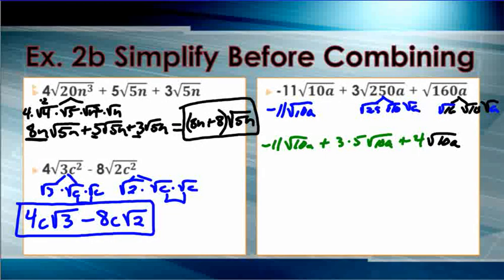Since the radicals are the same, I can combine them. So this is going to be 15 here. So negative 11 plus 15 is 4. 4 plus 4 is 8 times the square root of 10a.